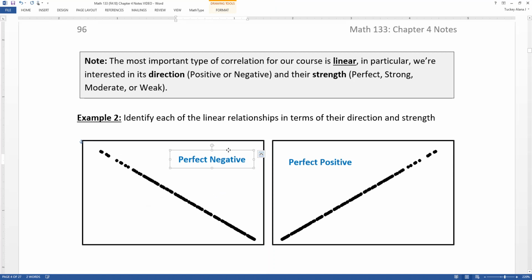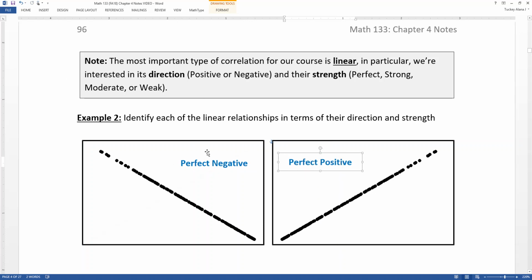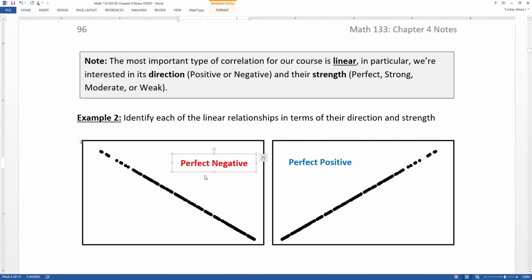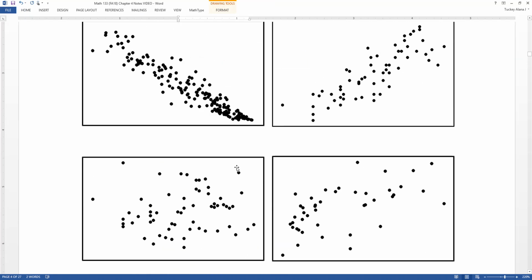All right, so rather obviously this one on the left is a perfect negative and this one on the right is a perfect positive. Matter of fact, I'm going to go with positive will be green, or I'll do blue. Positive will be blue and then negative will be red. There we go. Now we can really tell them apart. Okay, so now what about these other four?